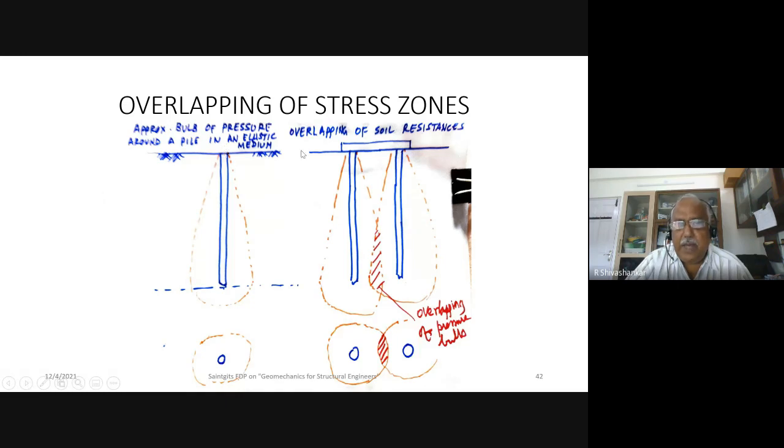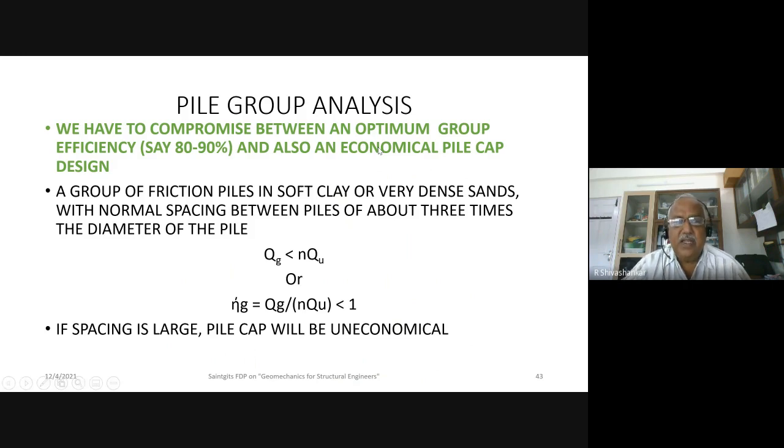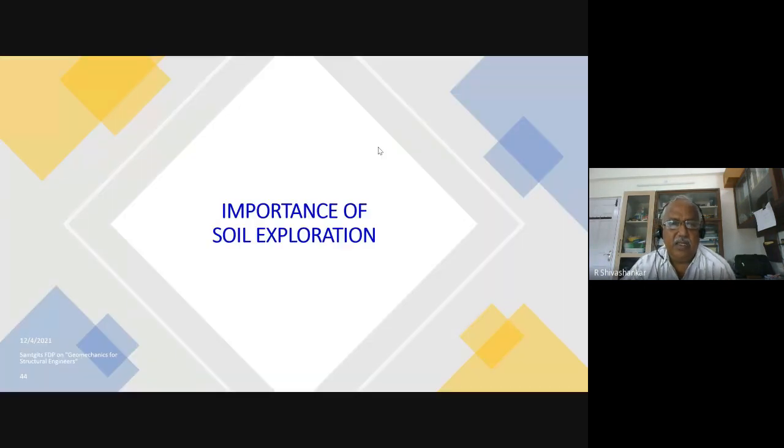Qu is the individual pile capacity. Here there are 2 piles. Let us say the group capacity is not 2 times Qu. Because of this interference, it may be 1.8 or 1.7 times Qu. But if I increase the spacing, these 2 stress bulbs will be independent. There will be 100% efficiency, but my pile cap becomes very unwieldy. It's like a beam. If the span increases, the depth of the beam increases. So we have to make a compromise between efficiency and the thickness.